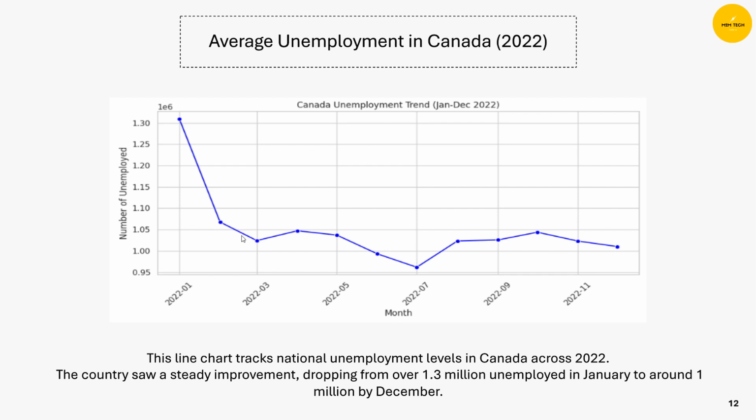So here is the line chart, which I wanted to track for all of Canada. On average, the unemployment in Canada for 2022 was very significantly high in January 2022, and it shows a steady improvement in unemployment, from over 1.3 million unemployed people in January to around 1 million in December.